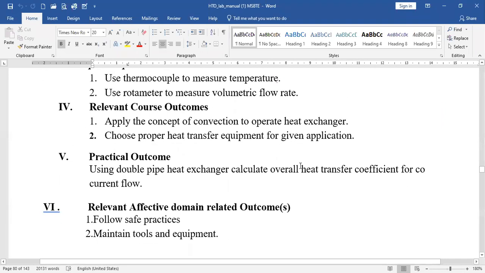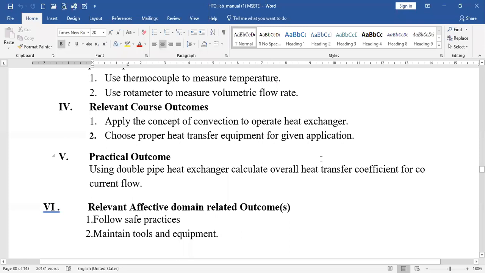Then the relevant course outcome for this practical is to apply the concept of convection to operate the heat exchanger, and choose proper heat transfer equipment for given applications. So we have already discussed that. We have used the shell and tube heat exchanger. Now we are going to use the double pipe heat exchanger, and in the future we are also going to use the open pan evaporator or some other heat exchangers. So for the specific application, for the specific use, we must use appropriate heat exchanger equipment depending on the conditions.